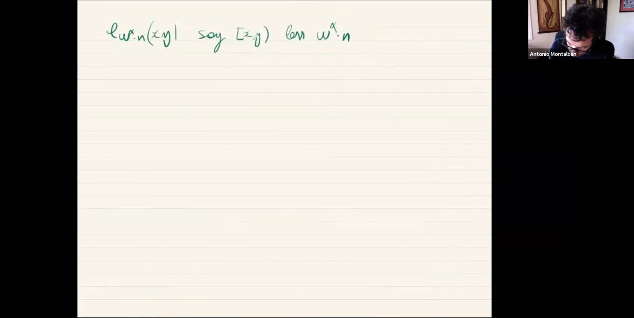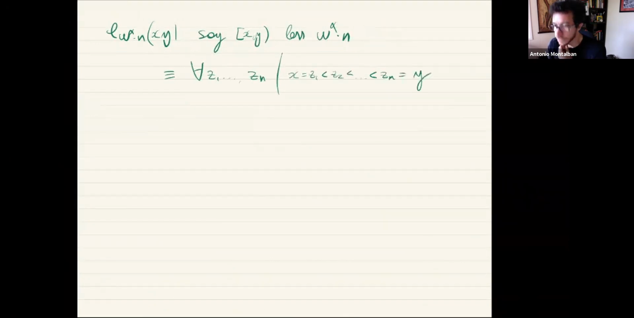We're going to write this one as follows. So this one says that whenever we partition, for every z1 up to zn, if we have that x equals z1 less than z2 less than zn equals y, so if we partition the interval x comma y into n pieces, one of them has to be less than omega to the alpha.